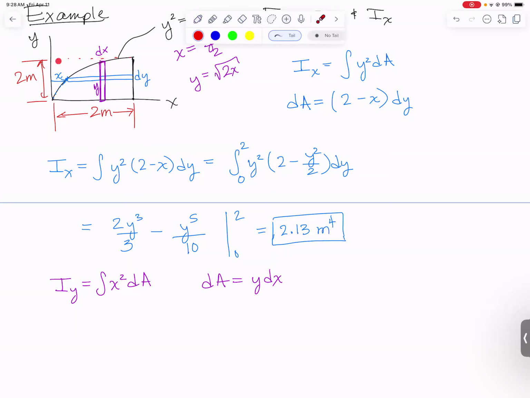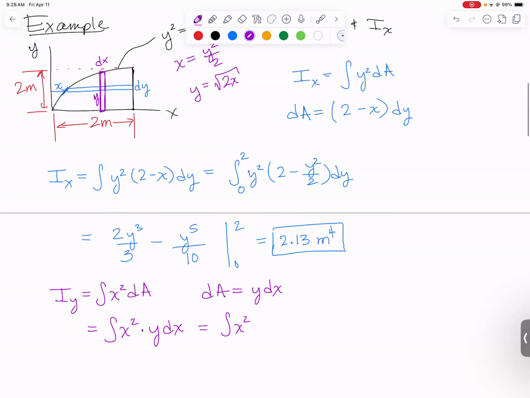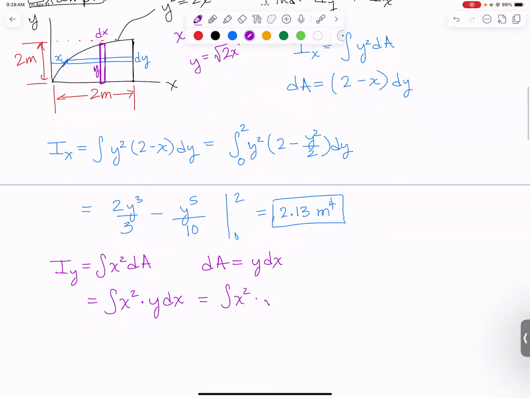You'd actually be finding the moment of inertia of that shape. Let's plug this in and solve it. We've got the integral of x squared y dx. Oh, I need to get rid of the y. I can't have a y mixed in there. So that's going to be the integral of x squared. Remember what y is equal to? I found it already. It's the square root of 2x, so times the square root of 2x, with the 2 and the x under the square root, dx.